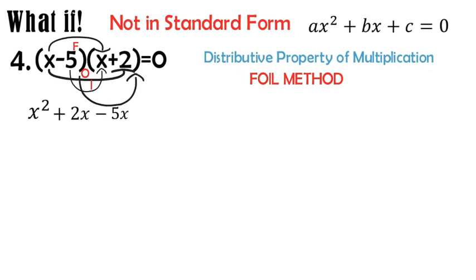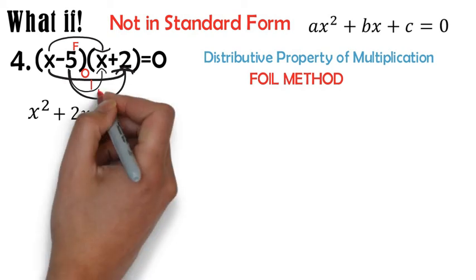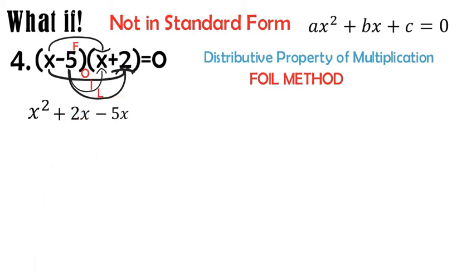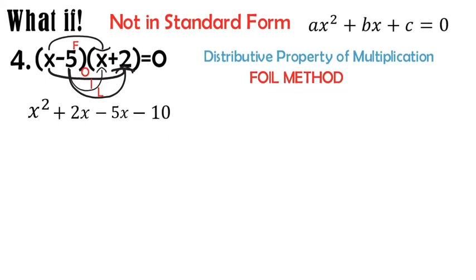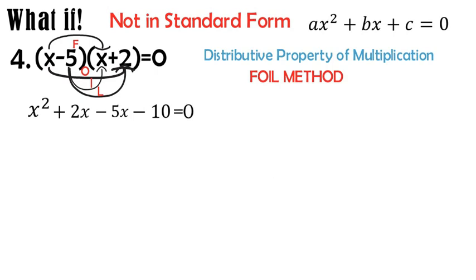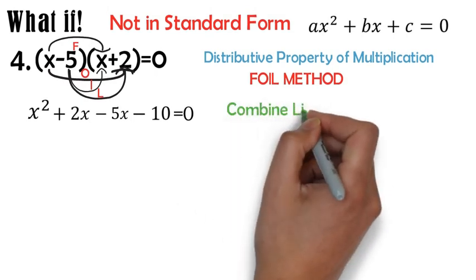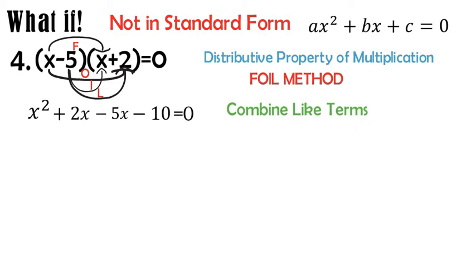Very good, since it is negative and positive. Negative 5 times 2, that is the last term. The answer is negative and positive. Negative 5 times 2, we have negative 10. That is correct. That is equal to 0. Then, combine like terms. Let's find the like terms there.